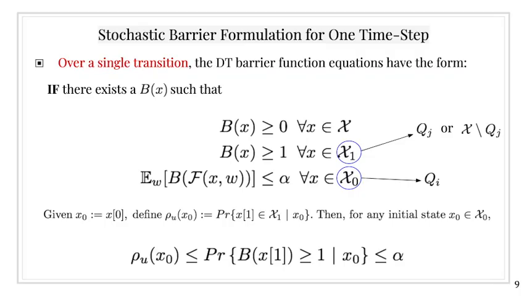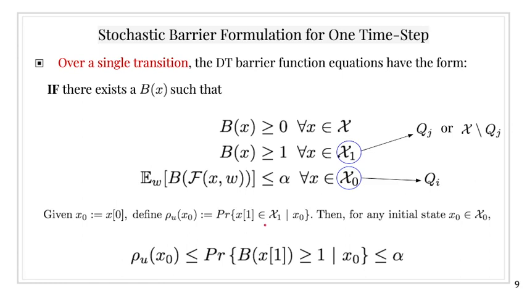For our specification abstraction problem, we are only interested in one time step guarantees for discrete time systems. For discrete time stochastic processes over one time step, the stochastic barrier function equations are greatly simplified and are as follows. If there exists a function b of x satisfying these value constraints on a domain x and a target set x1, as well as an expectation constraint against the stochastic process of interest on a set of initial states x0, then the probability for the process to end up in x1 for any continuous state in x0 is upper bounded by this alpha term. So here x0 would be our previous Qi state, x1 would either be Qj or the complement of Qj. It's worthwhile noting that these equations follow directly from Markov's inequality.